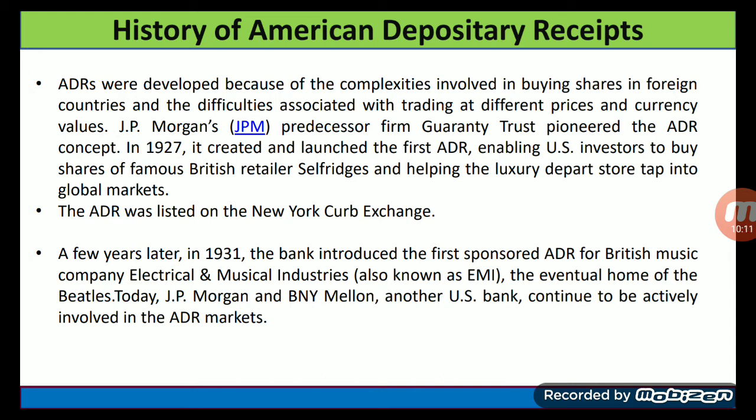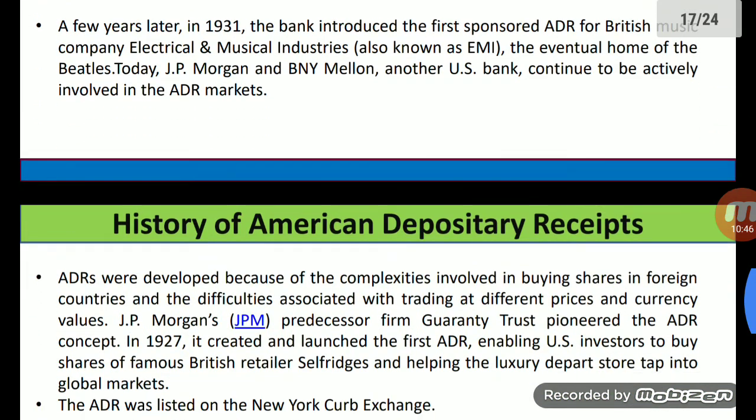helping the luxury store tap into the global market. The new ADR was listed on the New York Curb Exchange. A few years later, in 1931, the bank introduced the first sponsored ADR for British music company Electrical and Musical Industries, also known as EMI, the eventual home of the Beatles. Today, JP Morgan and BNY Mellon, another US bank, continue to be actively involved in the ADR markets.